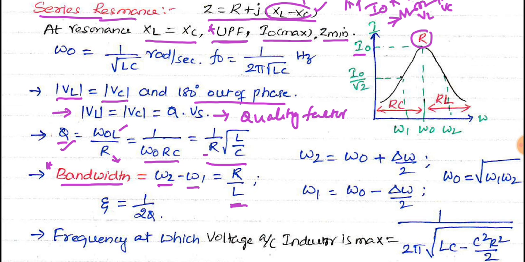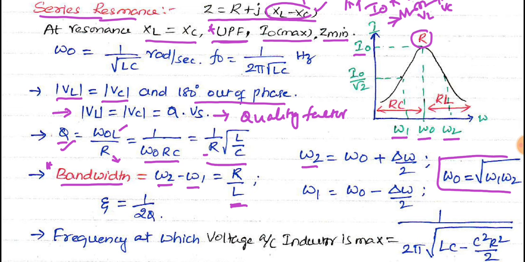Now, see here. This is the upper cutoff frequency. Here we can see W1 is the lower cutoff frequency, W2 is the upper cutoff frequency, W0 is the resonant frequency. I remember in the 2012 AP GENCO, they asked this question: what is the relationship between the upper cutoff frequency and lower cutoff frequency? Omega naught equals the square root of W1 W2.